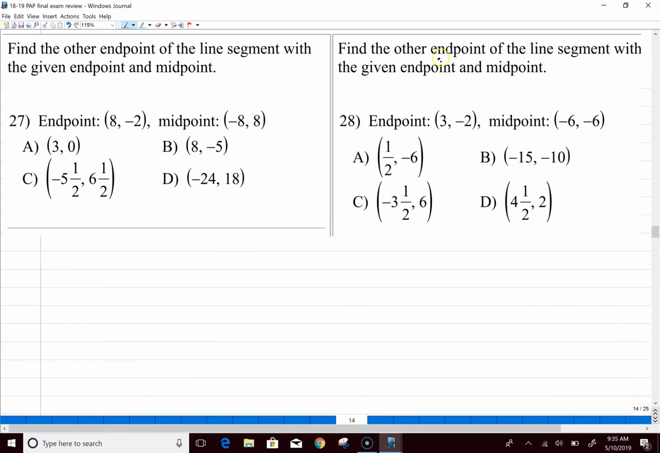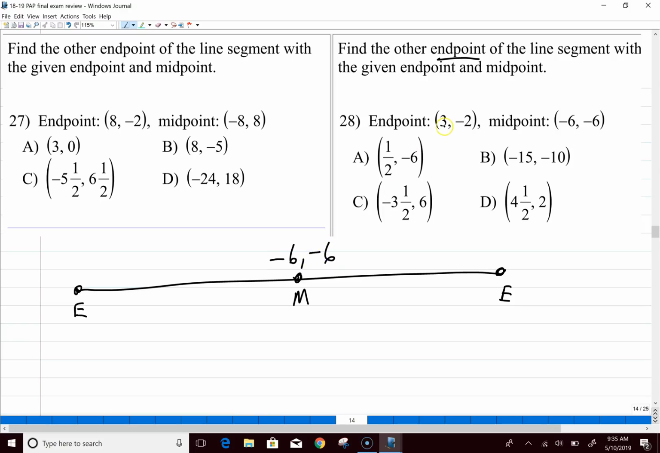Ooh, find the other midpoint. That's what I'm talking about. All right, so TSI question. There's the midpoint. These are endpoints. Okay? Midpoint is -6, comma, -6. The endpoint is 3, -2.